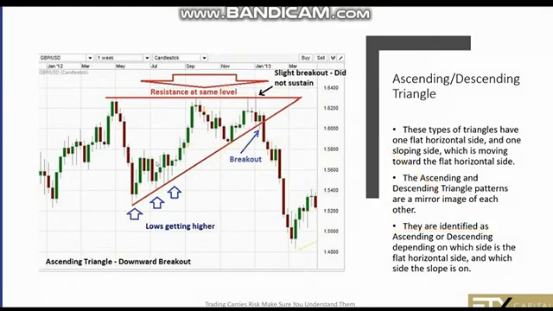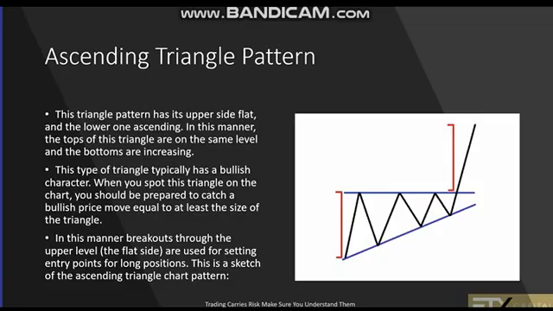So these types of triangles have one flat horizontal side and one sloping side, which is moving towards the flat horizontal side. The ascending and descending triangles are mirror images of each other. They are identified as ascending and descending depending on which side is the horizontal side and which side the slope is on. Now, the triangle pattern has its upper side flat and a lower one ascending. So if you want to memorize the names, ascending means what? Moving up. Descending means moving down.